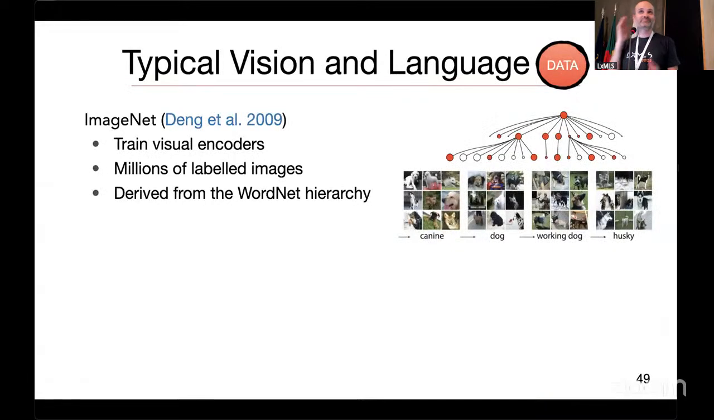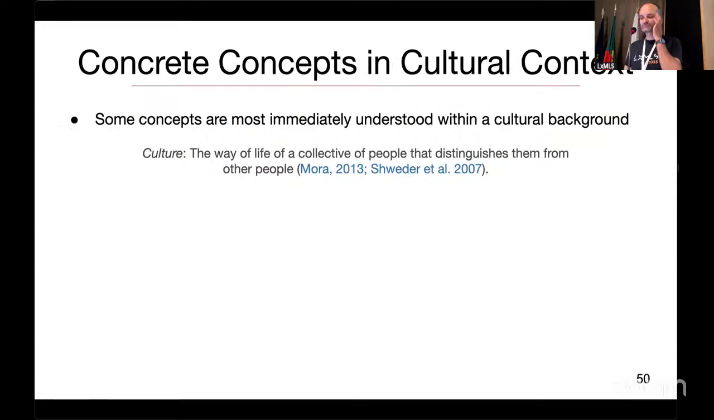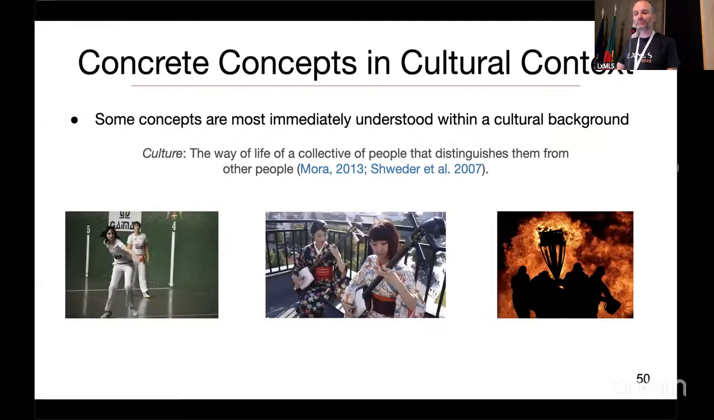Like I've said already in the first part, we have data from ImageNet, which is derived from the English WordNet hierarchy, or COCO, where these are 80 types of commonly occurring objects in North American contexts. And so we took the perspective that some concepts are going to be better and immediately understood within a cultural background. And so I have these three examples of images here.